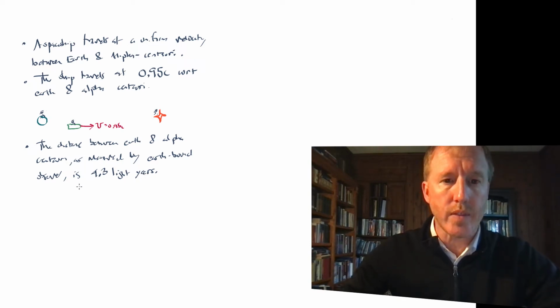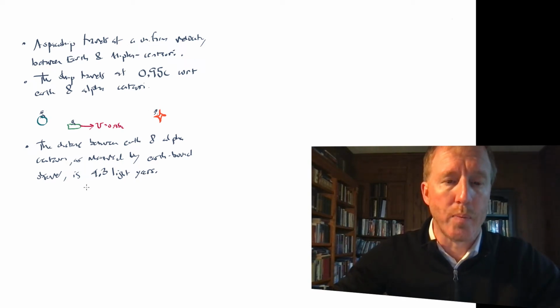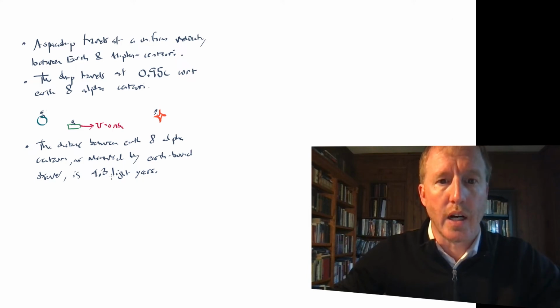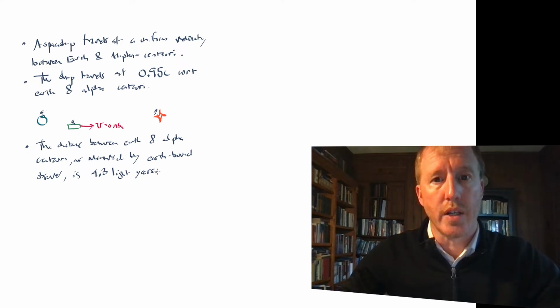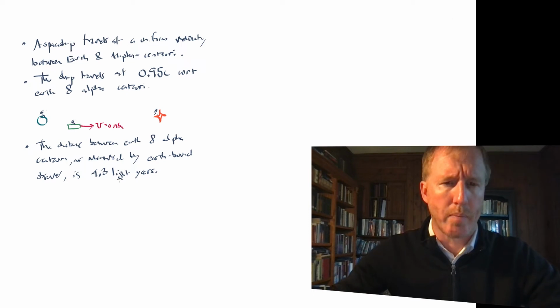Okay? Sometimes that distance would be written as 4.3 years times c, the speed of light, because the speed of light is measured in meters per second, or distance over time. You multiply that by time and you get a distance. Okay, we'll come back to that again in a moment.